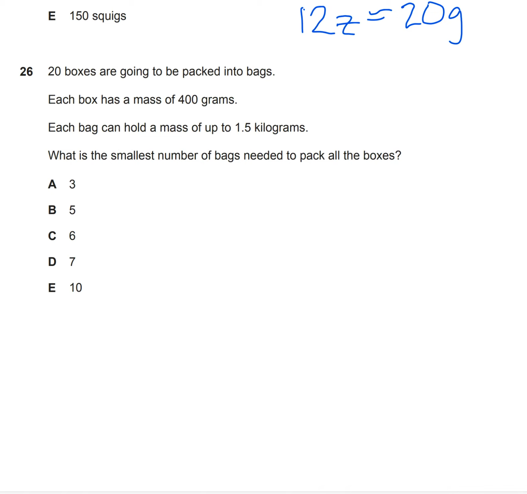Question 26. 20 boxes are going to be packed into bags. Each box has a mass of 400 grams. Each bag can hold a mass of up to 1.5 kilograms. What is the smallest number of bags needed to pack all the boxes? Okay, so we have 20 boxes and each box is 400.